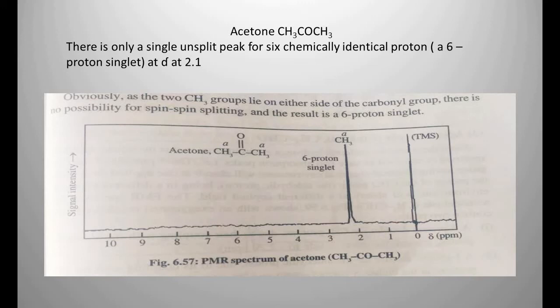So basically, the two CH3 groups lie on either side of the carbonyl group. There is no possibility for spin-spin splitting, and all our 6 protons are in an identical chemical environment, so only a singlet at 2.2 or 2.3 from the TMS. But the signal height is high, because it corresponds to the 6 protons, so the intensity is very high. Height is proportional to the intensity; that is what you have to look into.